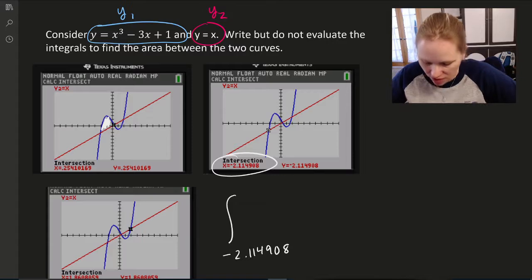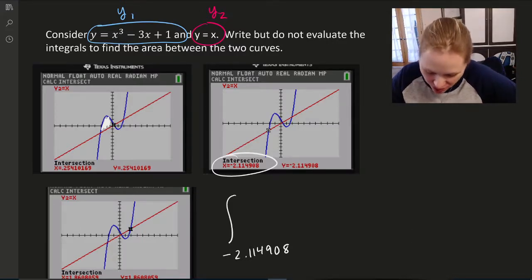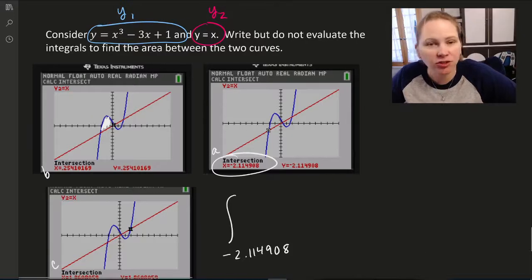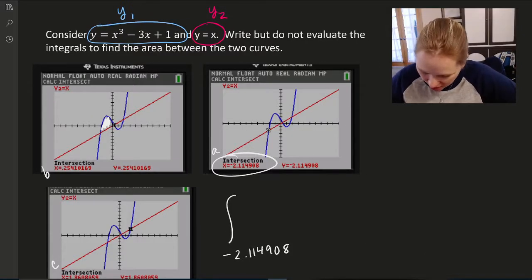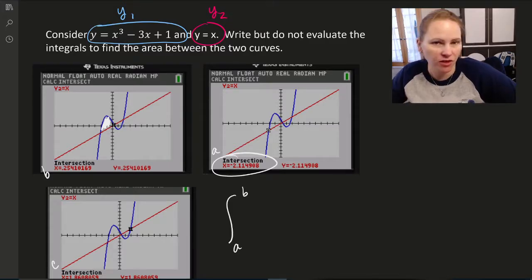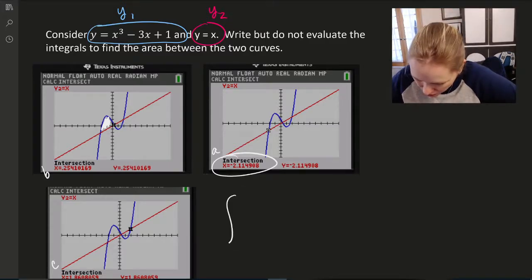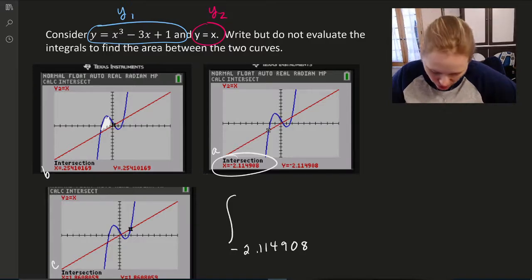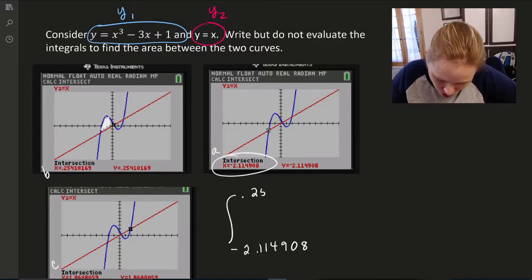2.114908. And oftentimes we can say let A equal or let B equal. So if you label it A and you label this one B and you label this one C, then in your integral setup, as long as it's clearly labeled, you can just say from A to B. That's perfectly acceptable. I'm going to go ahead and put the numbers in, and I'm going to go out to as many places as I can to ensure my accuracy. So then 0.2541069.